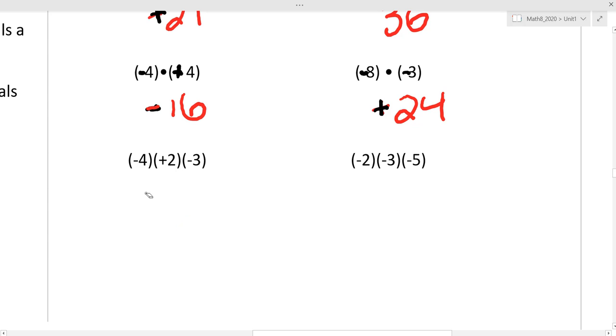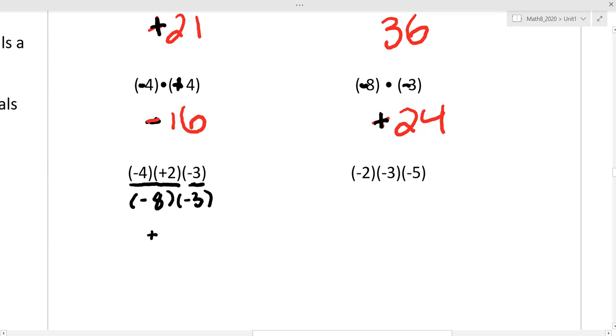So before we get there, it looks like I made a mistake there. When you have three numbers, you break it up. You do two numbers together, then you multiply the third number. So you go negative 4 times positive 2. A negative times a positive is a negative number, and 4 times 2 was 8. Then we have the negative 3 left over. Then you go negative 8 times negative 3. Two negatives make a positive, so our final answer is going to be positive. You go 8 times 3, 24. And you guys are right, I made a mistake there.